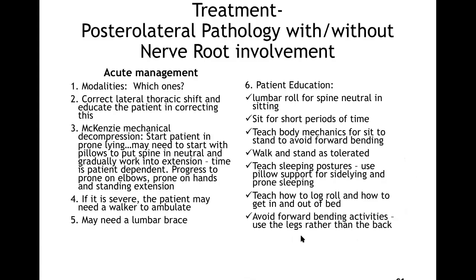Okay, so how do we treat the posterior lateral disc herniation? It can be with or without nerve root involvement. It just depends on the severity of the herniation, whether it's going to involve a nerve root impingement. So in the acute stage, we use modalities such as ice and electrical stimulation, all of those modalities that we are free and clear to use during those acute stages.